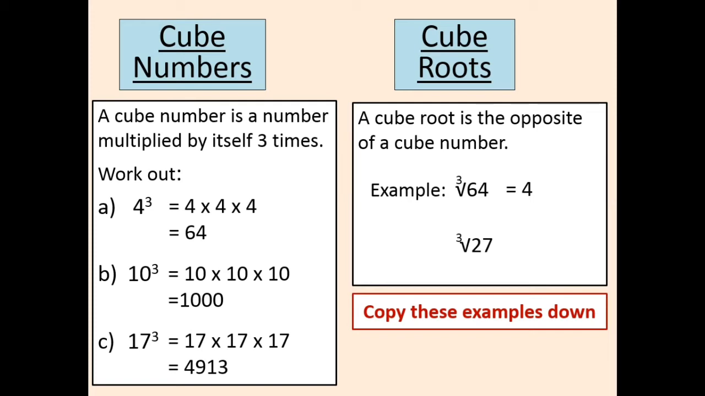This is another example. The cube root of 27, that would just be 3, because 3 cubed, you can work this out. What would 3 cubed be? 3 cubed would be 3 times 3 times 3. Well, 3 times 3 is 9. Multiply it by 3 again would be 27. So therefore, the cube root of 27 would just be 3.